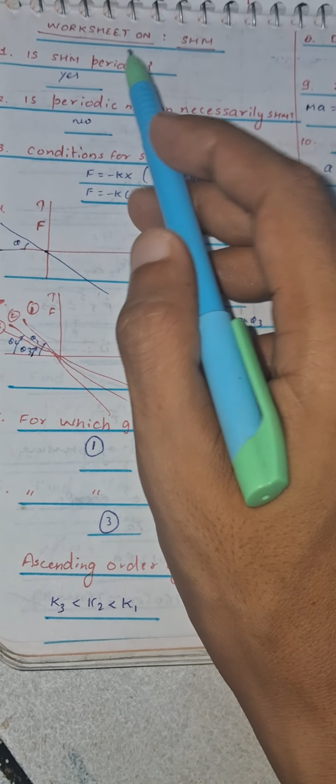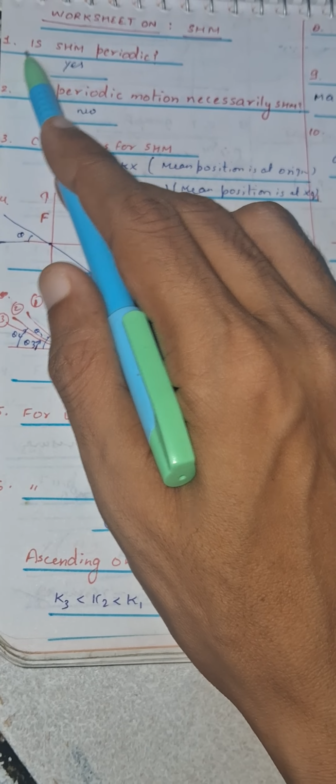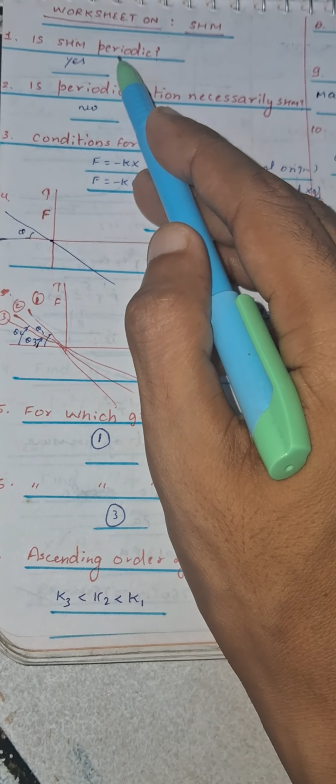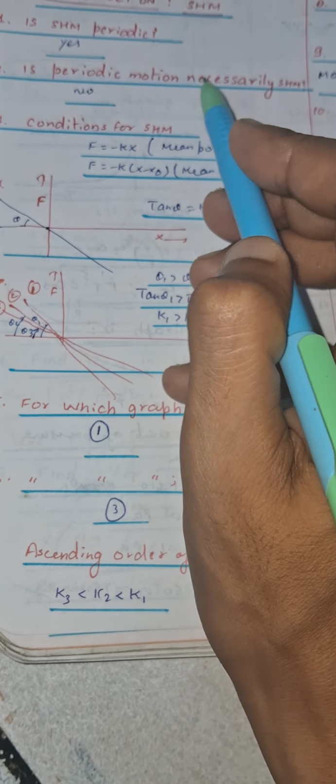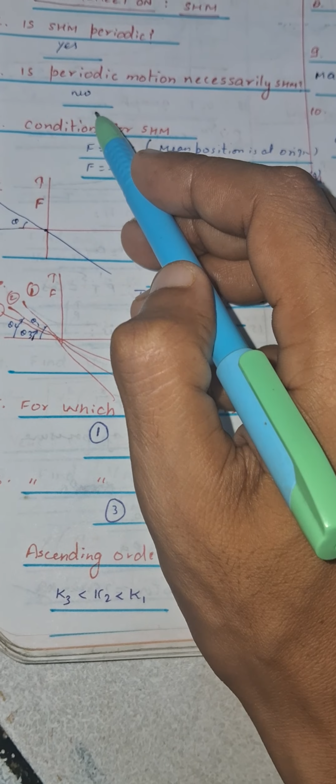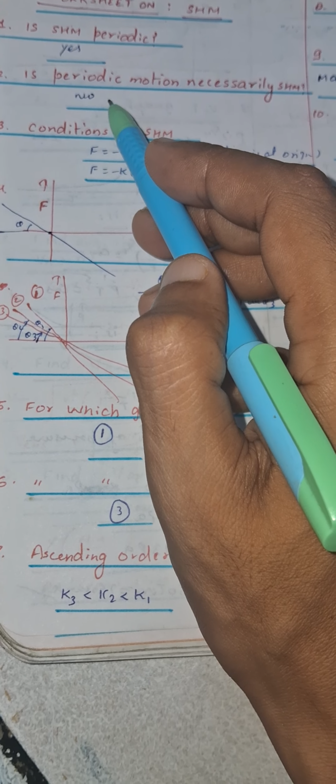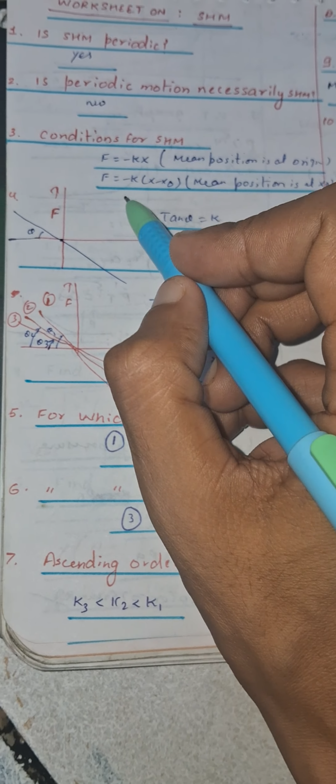So let's begin the discussion. The first question is: is SHM periodic? Yes, it is periodic. Next question: is periodic motion necessarily SHM? No, there may be periodic motions which are not SHM.